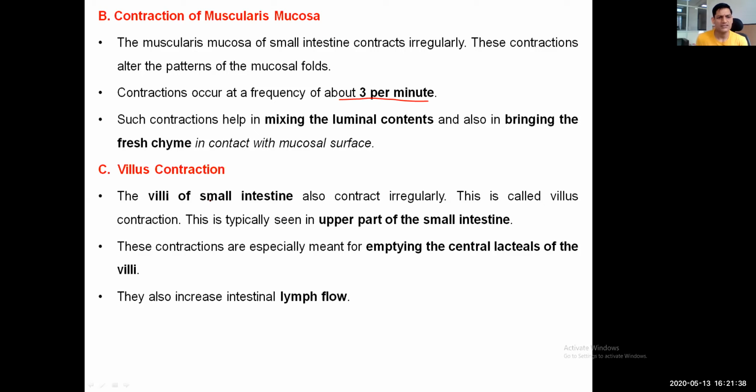And villous contractions. The villi of the small intestine also contract irregularly. This is called villous contraction. This is typically seen in the upper part of the small intestine. These contractions are especially meant for emptying the central lacteal of the villi, and they also increase the intestinal lymph flow.